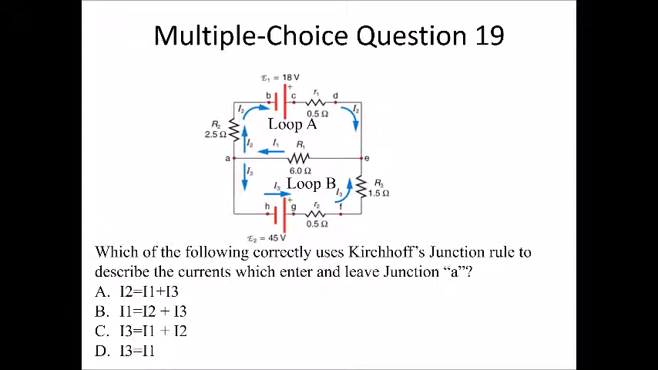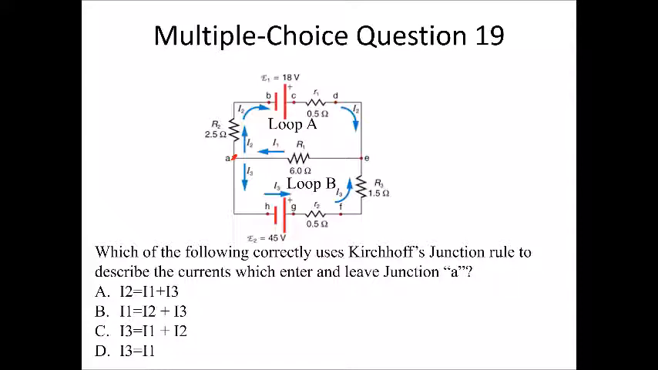So let's move on to 19. Which of the following correctly uses Kirchhoff's junction rule to describe the currents which enter and leave junction A? All right, here's junction A. Kirchhoff's junction rule is another way of stating the law of conservation of charge. It essentially says that the currents entering a junction have to equal the sum of the currents leaving the junction.